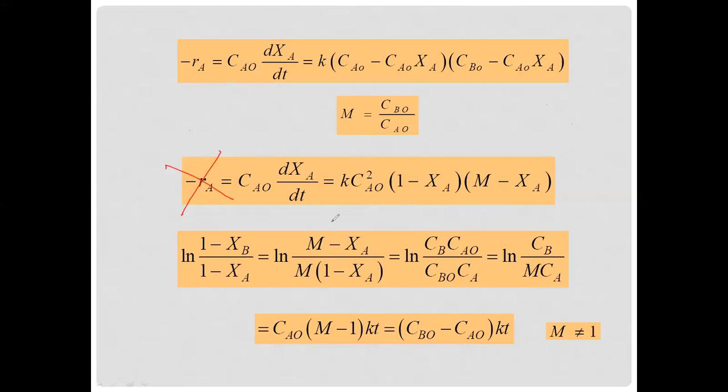How do I integrate, Josh? It is dxA over 1 minus xA, M minus xA, Miss. Equals k dt, Miss. Yes, you're right. Very good.